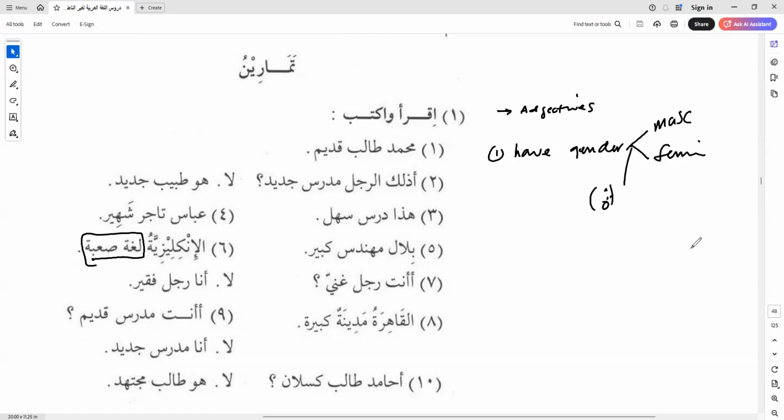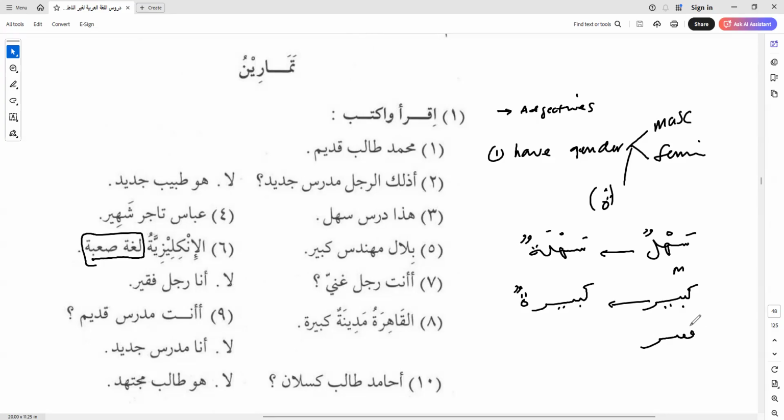تاء التأنيث المربوطة. So if you pick سهل, that is masculine. So you want to make it feminine, you just have to add the تاء مربوطة. Then you have سهلة. If you have كبير, you want to make it feminine, you have to say كبيرة. You add the تاء مربوطة to it. And then if you have فقير, then you have to say فقيرة.